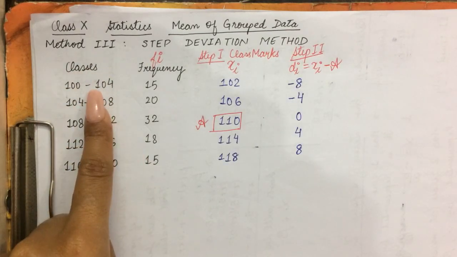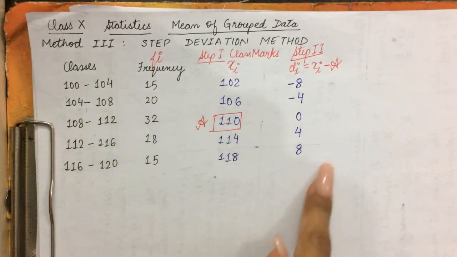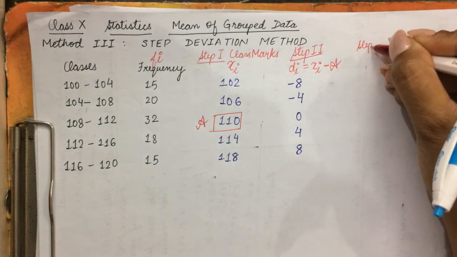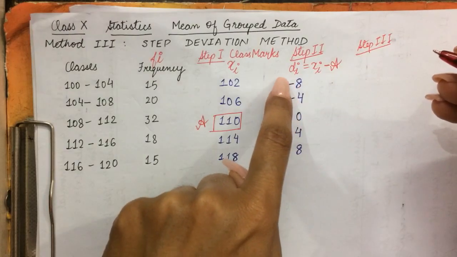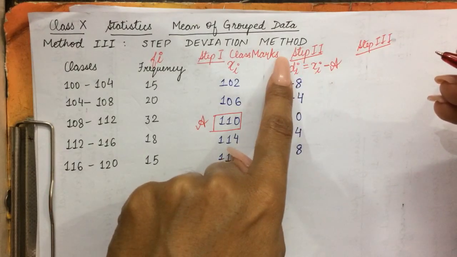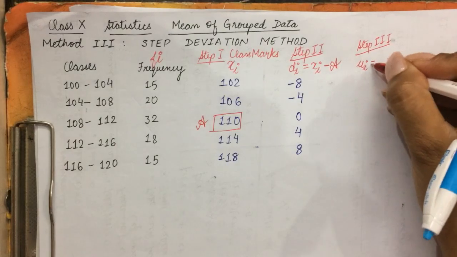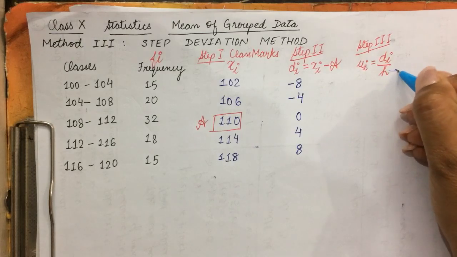If you observe the classes, the class size, meaning the difference between the upper limit and the lower limit, is 4. So I'll be dividing all of these deviations, the differences, with 4. In case the class sizes are unequal, you can divide by a common factor for the differences. So let's calculate the values for the third step. These will be the quotients obtained by dividing the deviations by the class size, and these are represented by ui. So these will be di divided by h. The deviations will be divided by h. h here is the class size.